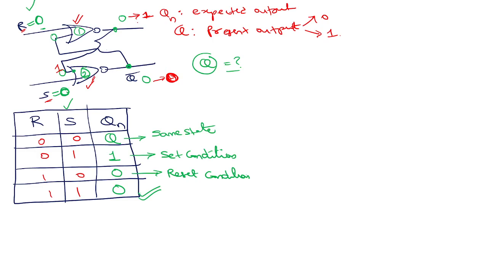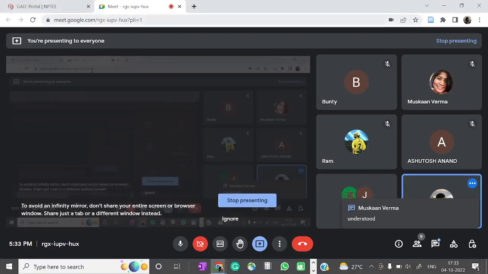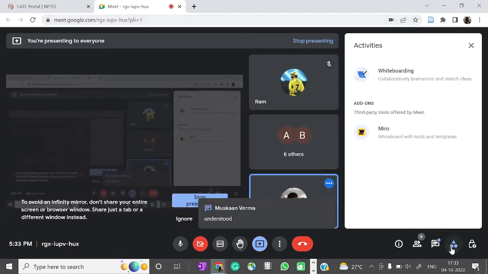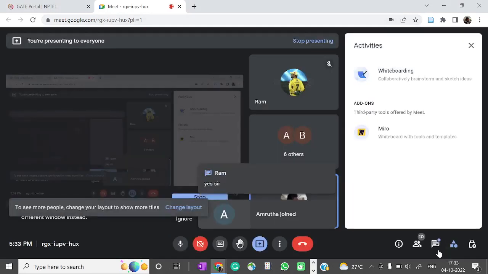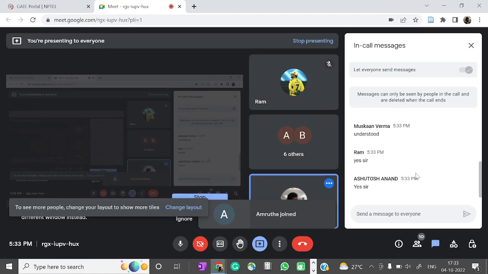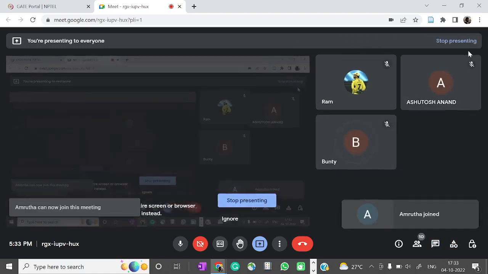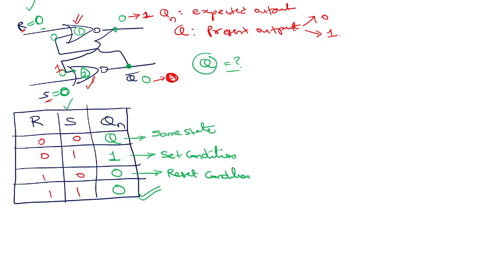Did you guys understand what I'm exactly saying? Say yes or no in your chat box. I want to be really clearly sure about this, otherwise there is no point. So the value of the output is not decided by R and S, but by the circuit elements. Are we all on the same page? Is that okay?